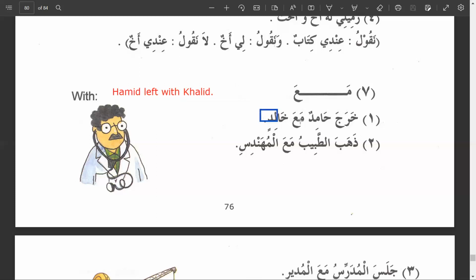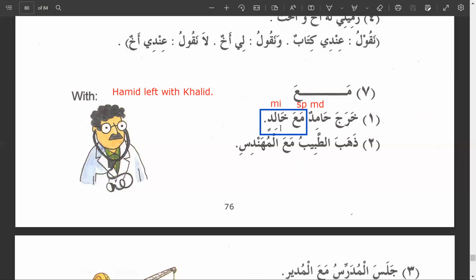Because ma'a is coming as a special mudaf. So ma'a is a special mudaf, okay? Khalidin is mudaf ilayh. That's why it has kasra. And because it's a masculine name, that's why it has tanween, two kasra. Okay? So kharaja Hamidun ma'a Khalidin. This is a special mudaf and mudaf ilayh. That's why it's taking kasra. It's jar.